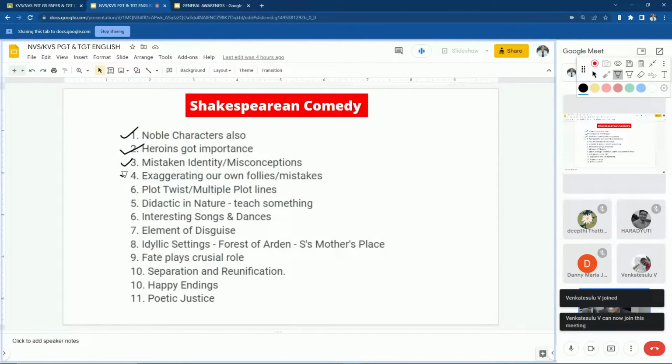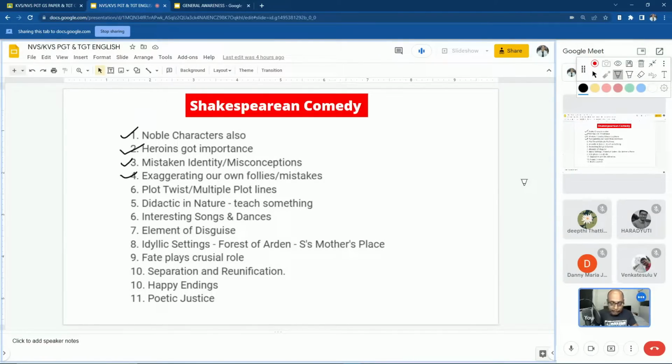Then we have exaggeration of our own follies or mistakes. Though it is comedy, follies are highlighted, our mistakes are highlighted, the characters' follies are highlighted. Whenever a character commits any error, that is highlighted in the Shakespearean comedy, not in a very serious manner, but in a delicate manner, so that the audience get some humor out of the witty dialogues or this kind of exaggeration of the characters' own follies and mistakes.